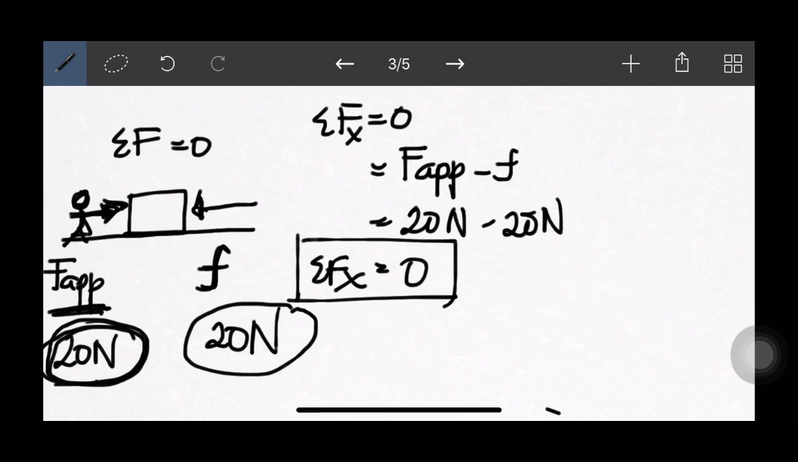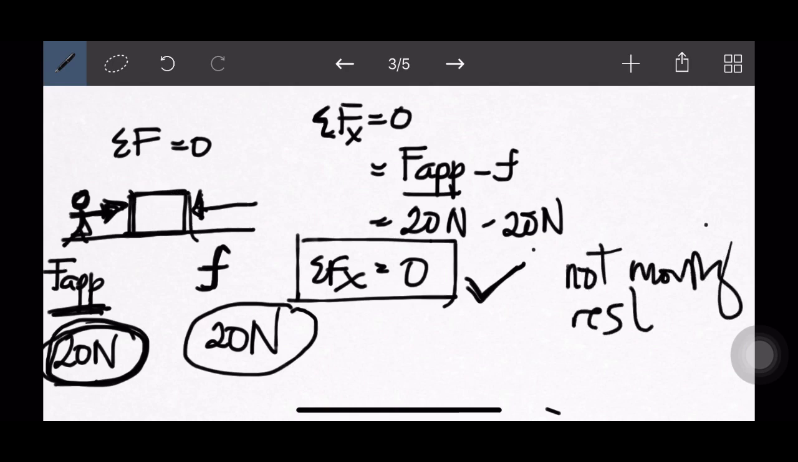How can we say that the object is not moving? Let's compute the net force of this one. We have here the net force in the x-axis, which should be equal to 0. So the applied force minus the friction force, because the friction force is the opposite force to the applied force. That's 20 minus 20. So you have the value of 0, which means that the object really is not moving, or it is at rest. Therefore, they have balanced forces. They are in equilibrium with each other.